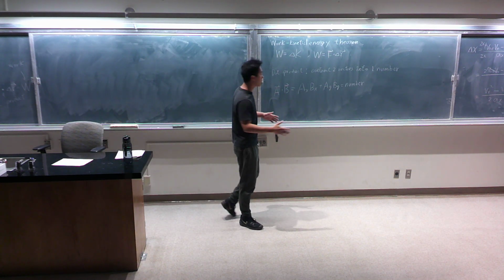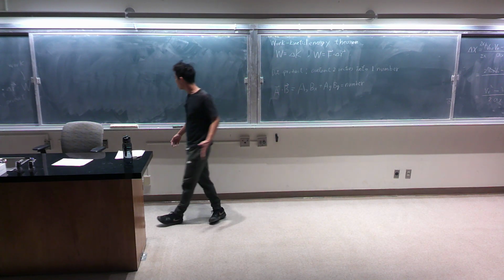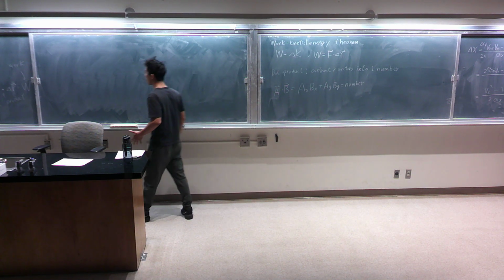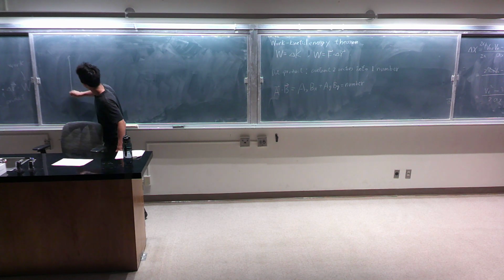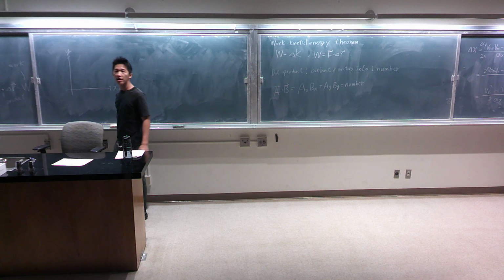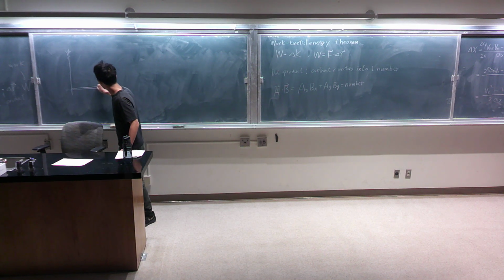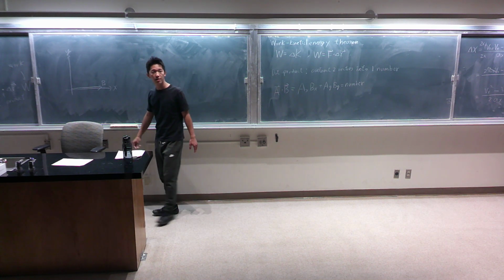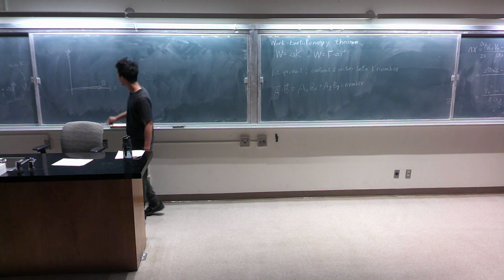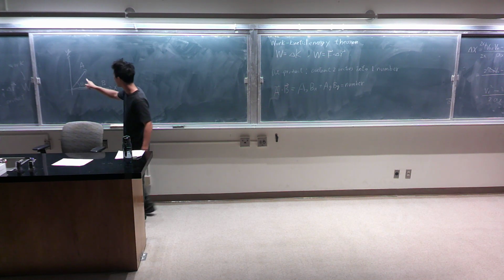So the dot product is defined this way. If you draw out the vectors, let's say we put vector B on the x-axis and vector A is making an angle theta with the B vector.